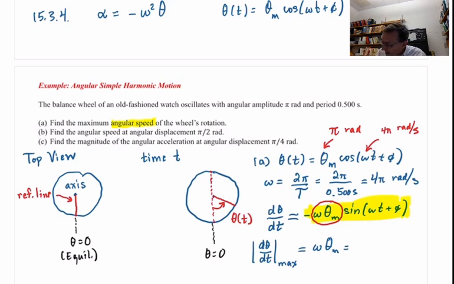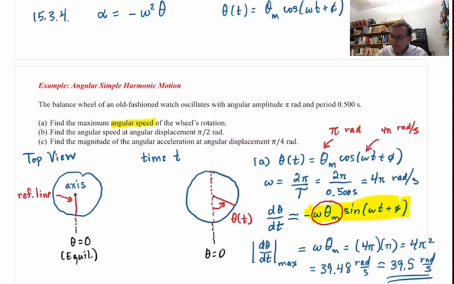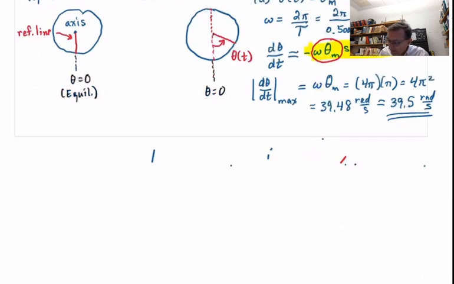Well, omega is 4 pi, and theta max is pi. So yes, that's the rather weird-looking combination, 4 pi squared, but you put that in your calculator, I get 39.48. The units would be radian per second. I'll round that to 3 sig figs. 39.5 radians per second. Okay? That's the fastest the angular speed of the wheel can be. 39.5 radians per second is pretty hefty for something as small and delicate as a balance wheel in a mechanical watch.